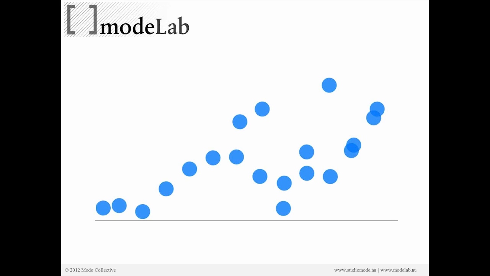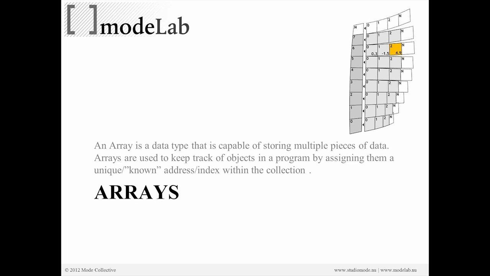We don't want to have to make an object name for every one of them, right? My football, my soccer ball, my baseball. That would get pretty tedious. So what we're going to do is store them in an array list. Now, before we get to array lists, let's talk about arrays.